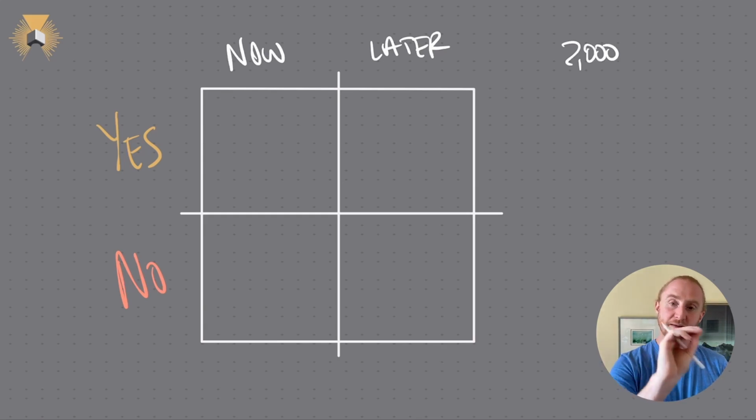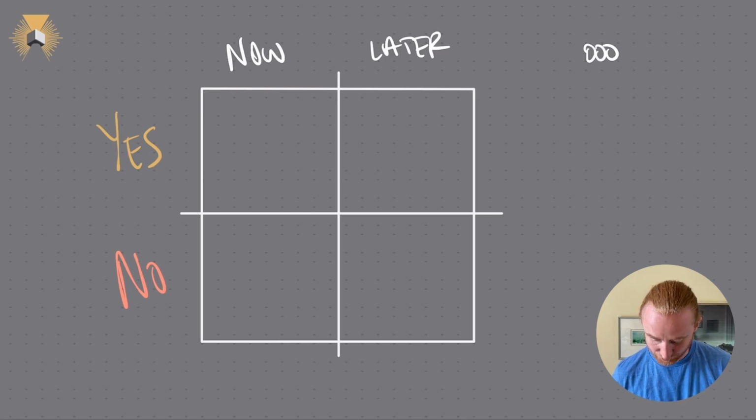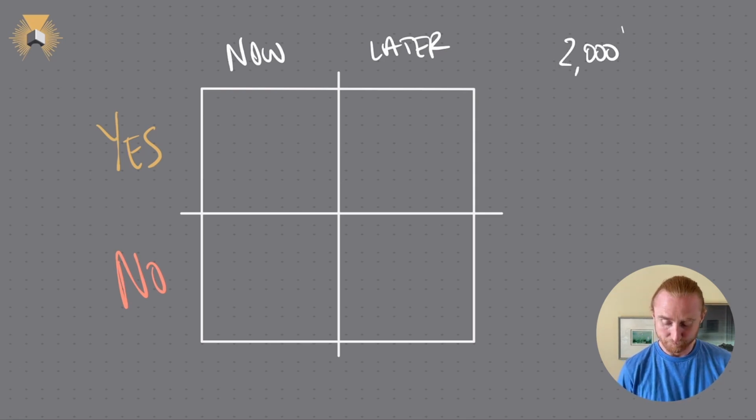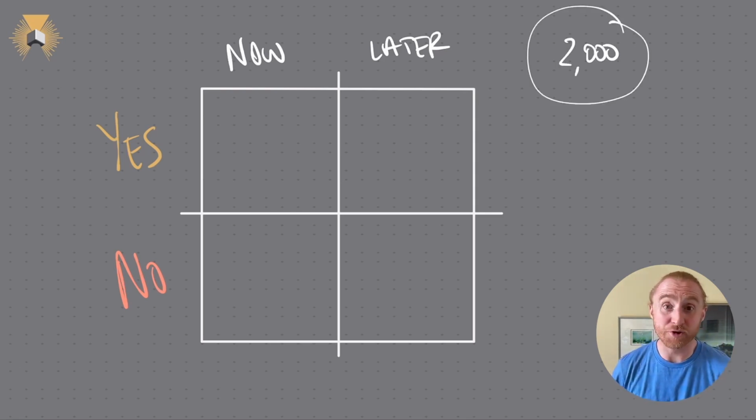Okay, you can see there's yes and no on the left here, and then on the right, on the top there, you can see now and later. So what we want to do is break down and look at the numbers for, let's say, 2,000 leads. So we're going to analyze 2,000 leads, and we want to understand, when do people make purchases?